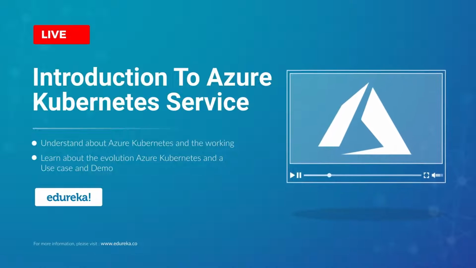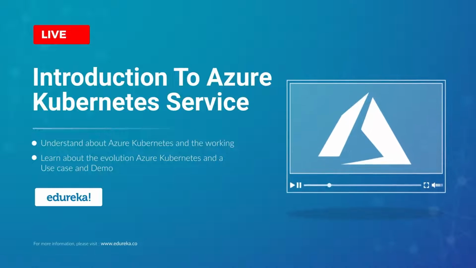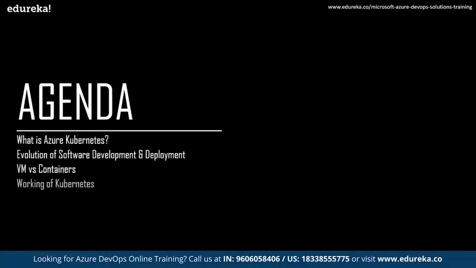In this Azure Kubernetes Service tutorial, we'd be discussing this topic to the very core. Talking about the agenda, we'd be talking about the following pointers. We'd start by understanding what Azure Kubernetes is, but to understand that, we would need to get into the details of topics like how software development and deployment has evolved. Post that, we'd also understand virtual machines and containers. We'd understand how Kubernetes works to the core. Post that, we'll discuss AKS and understand how it is different from Kubernetes.